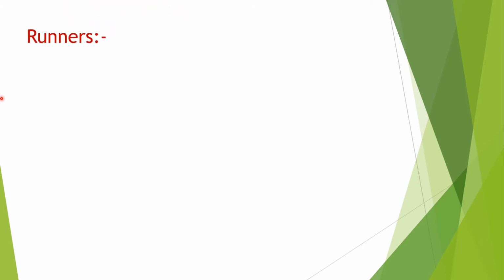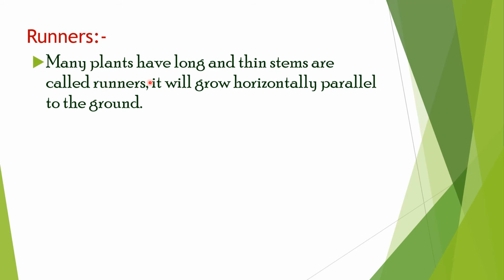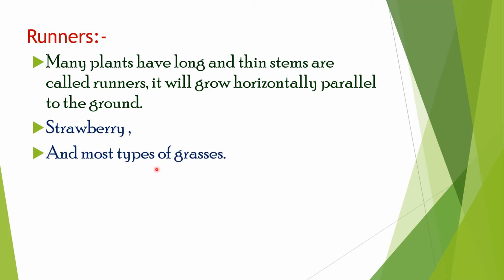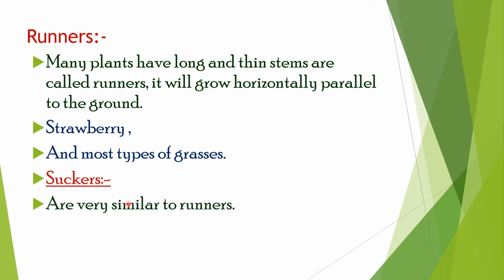Runners. This is another way of growing plants in vegetative propagation. Many plants have long and thin stems called runners. They grow horizontally, parallel to the ground. For example, strawberry and most types of grasses. The next type is suckers, which are similar to runners. Example, mint plants.